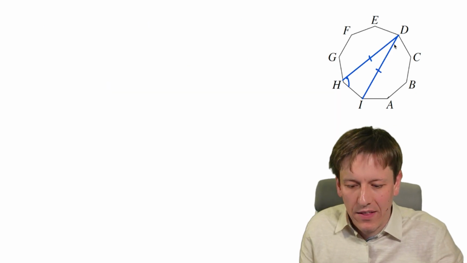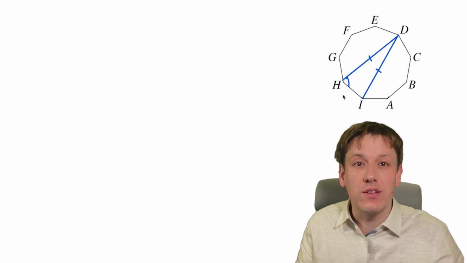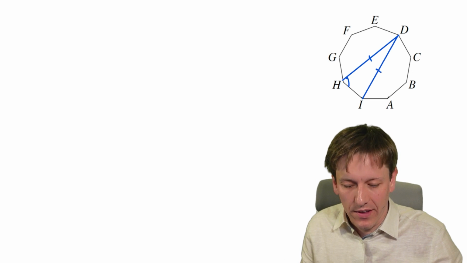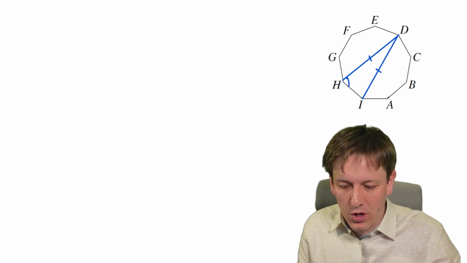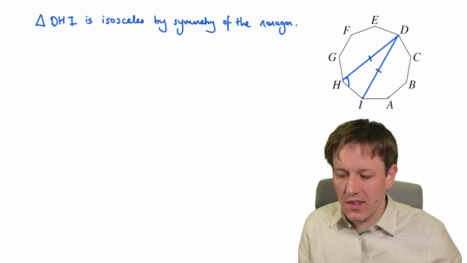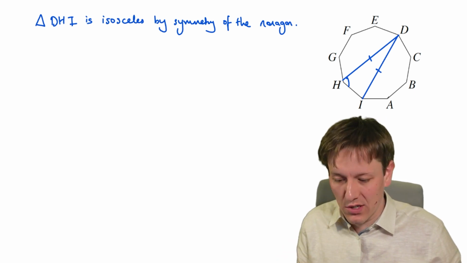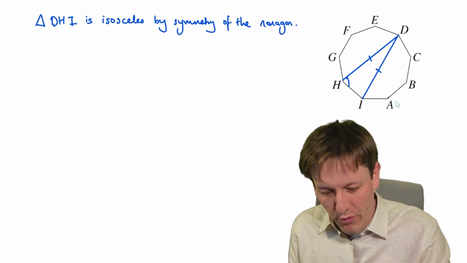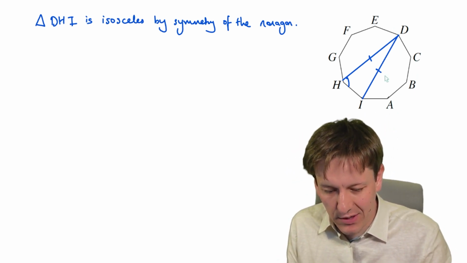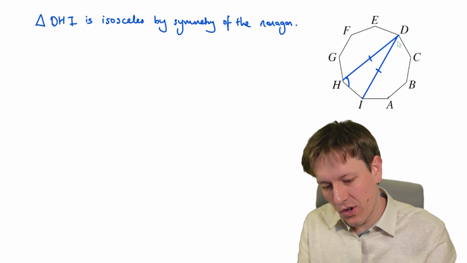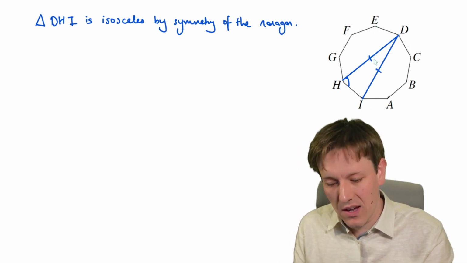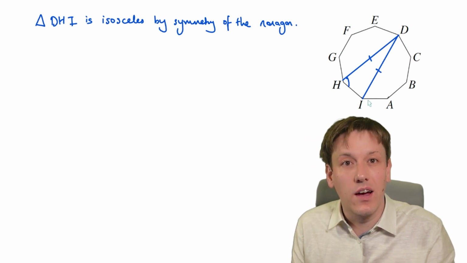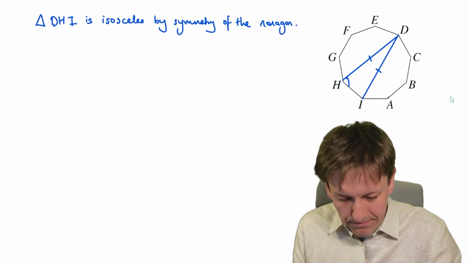So next we're going to work out this angle DHI and show that it's equal to 80 degrees as well, and then we'll be done. So we're going to start by noticing that triangle DHI is isosceles by symmetry of the nonagon, right? Because, you know, we've got A, B and C on this side, G, F and E on this side, so we've got perfect symmetry here, and we can really say that DH and DI must be equal then.